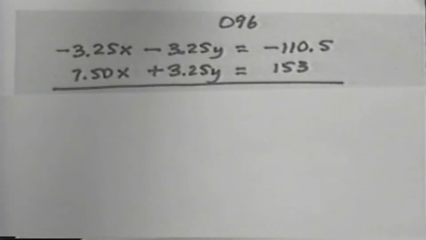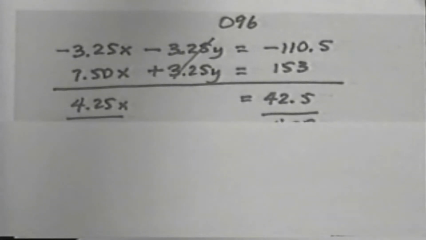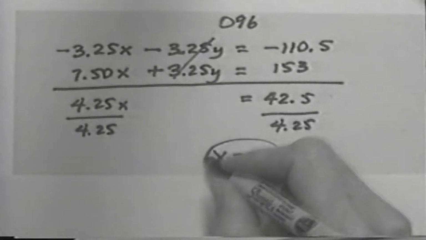Doing this gives me the new system: negative 3.25x minus 3.25y equals negative 110.5. The second equation is as it was, 7.50x plus 3.25y equals 153. When we add these, the y terms cancel, of course, we set it up that way. And so we get, with the help of a calculator, 4.25x equals 42.5. To get x, we divide by its coefficient, 4.25, and that leaves x on the left and 10 on the right. And so we have 10 as our answer for x.